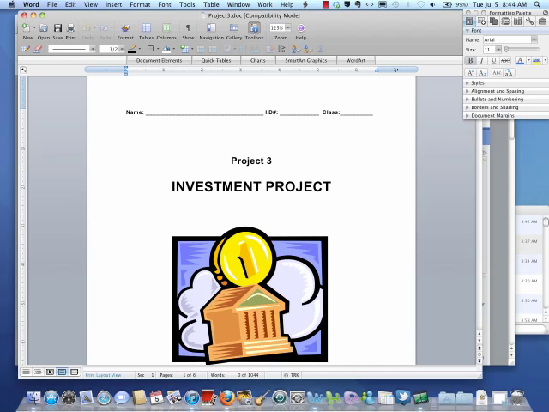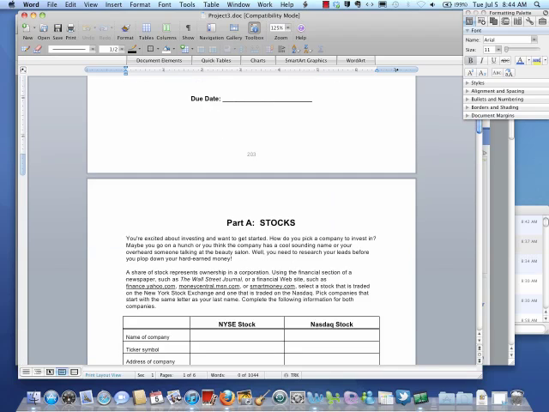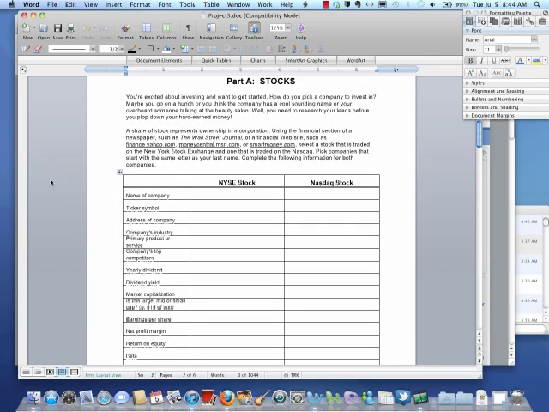Hello, class. I want to talk to you a little bit about your investment project. If you'll look here on the first one, Part A for stocks, it tells you to pick a company to invest in. A share of a stock represents ownership in a corporation.